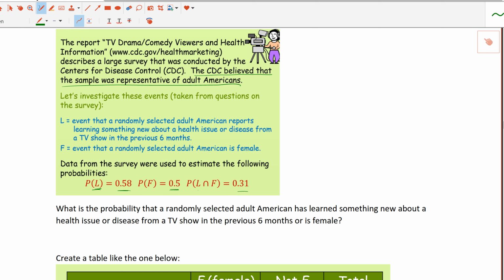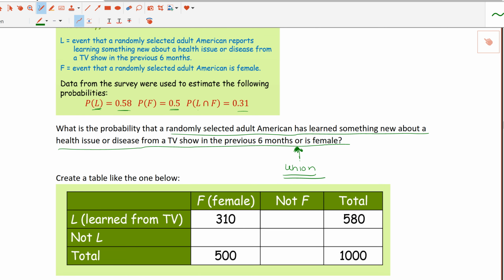So what we want to do is find the probability that a randomly selected adult American has learned something new about a health issue or disease from a TV show in the previous 6 months or is female. That "or" right there tells you that this is going to be a union. Okay? Either they learned something or they are female. It doesn't have to be both. Both would be the intersection right here. So this is what we're doing to create this table.